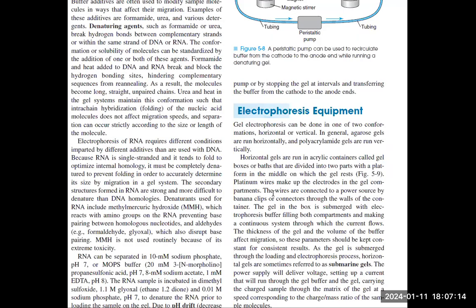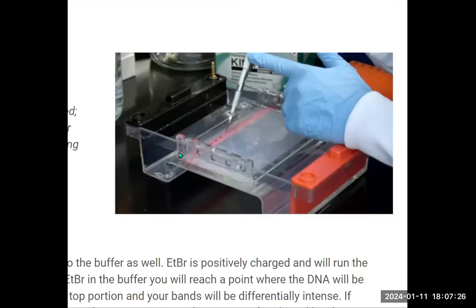So, okay, we're done with that. So we have the acrylic containers called gel boxes or gel baths. It has two parts with a platform in the middle. See, two parts with a platform in the middle. And this is the platform in the middle that will hold our gel slab.